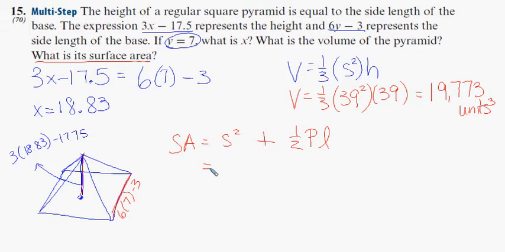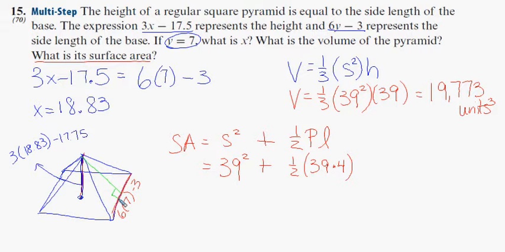So let's just start filling in the values we know. We know this is 39 squared, 1/2 here, and then for perimeter, that's going to be 39 times 4. Do you see all of that? So the only thing that's really hard to find is the slant height. Let me draw that slant height in here. We know that goes from here to here, right? And this is a right angle.